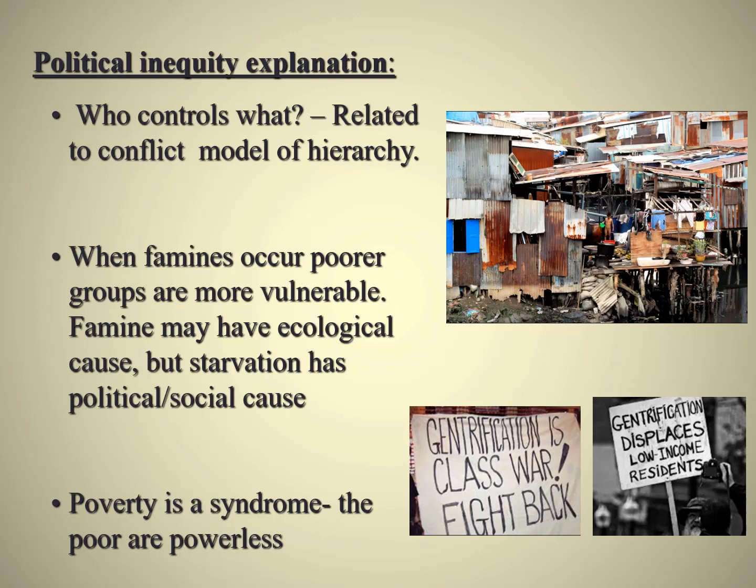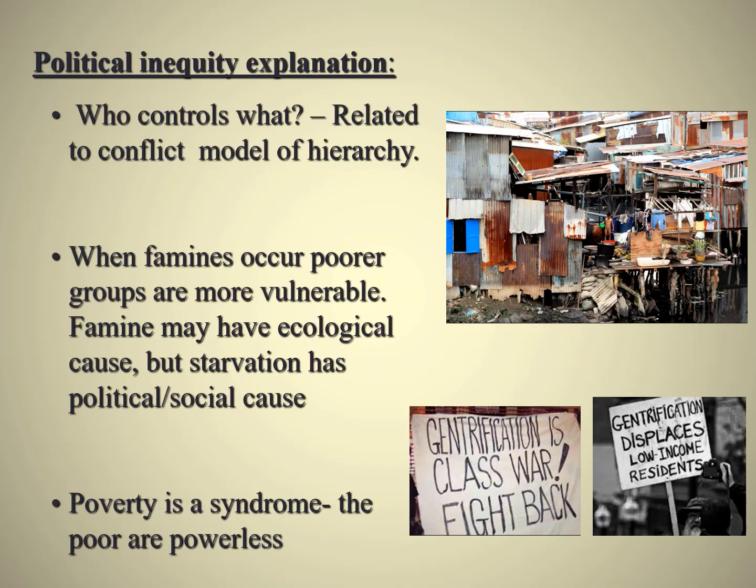When famine occurs, we are not all equally vulnerable. Poorer groups are more vulnerable. Famine might have an ecological base, sort of an ecological cause. It might exacerbate food shortages, but starvation, people going hungry when there's food in the country, has a political and social cause, right? Poverty, famine, starvation, inequality, they're not just results of natural disasters like drought or backwards technology. There are political and social, identifiable causes to these things.